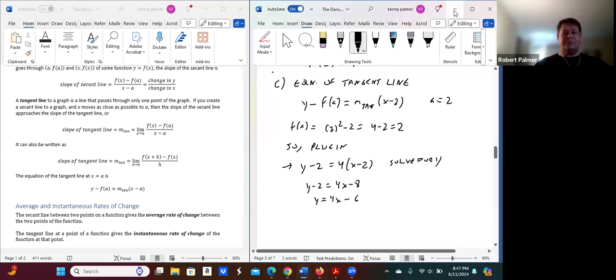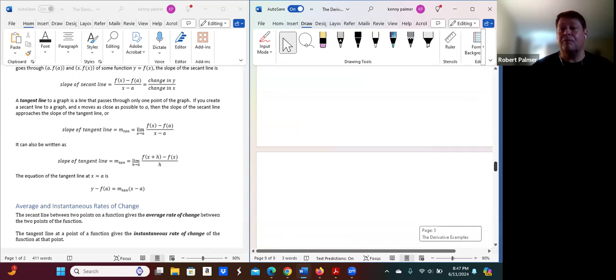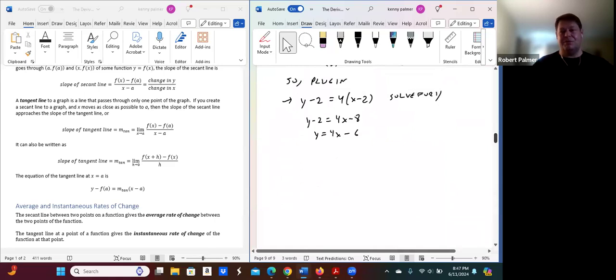Now, let's do one more thing with this example. Let me go down here and make sure I have enough space, so I don't have to add pages later. Now, let's go back here. We're not quite done with this example. Let's call this part D.